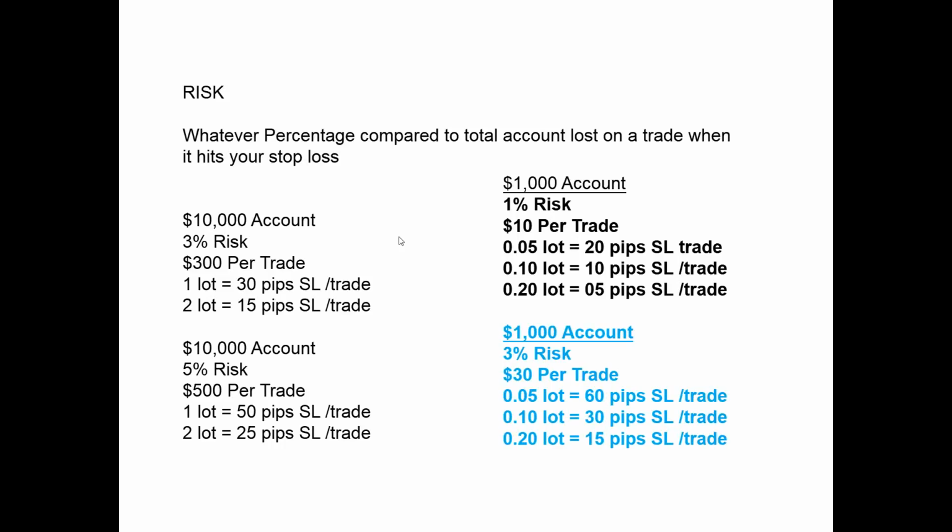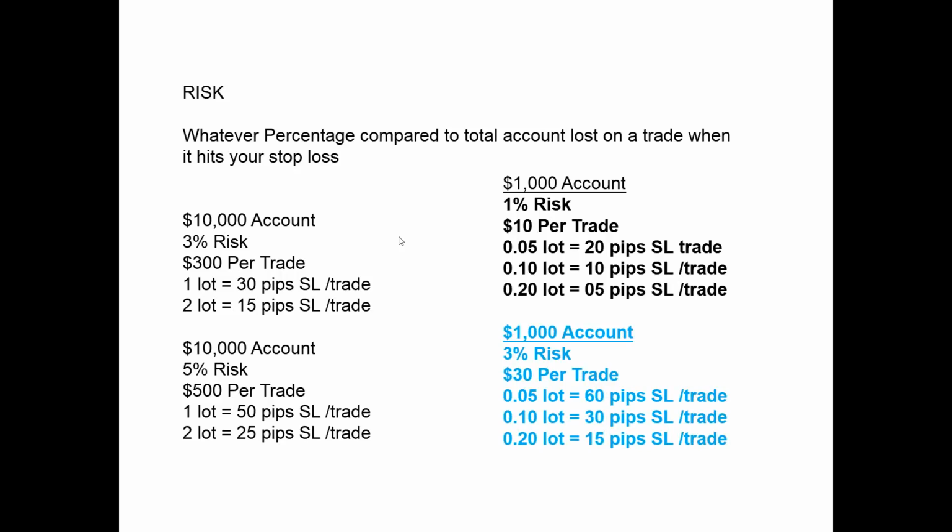Okay, and now going to a little bit smaller accounts, a $1,000 account, if you do 1% risk, that's $10, right? 1% of $1,000 is $10. If you risk $10 per trade and do a 0.05 lot, you're going to be able to have a 20 pip stop loss. If you do a mini lot, 0.10, you're only going to be able to have a 10 pip stop loss. That's 1% risk, guys.